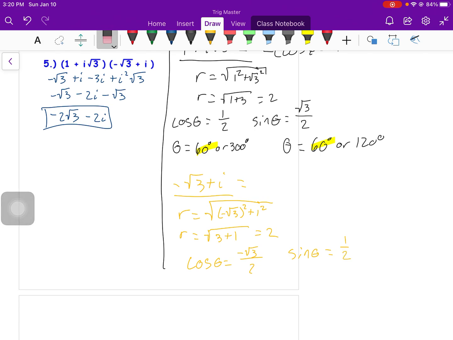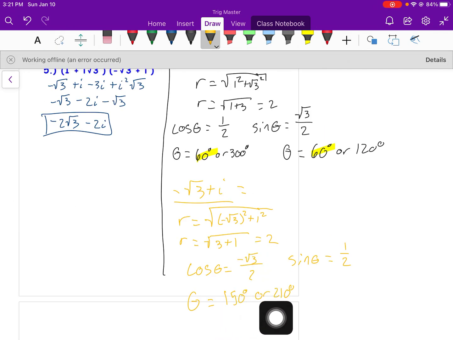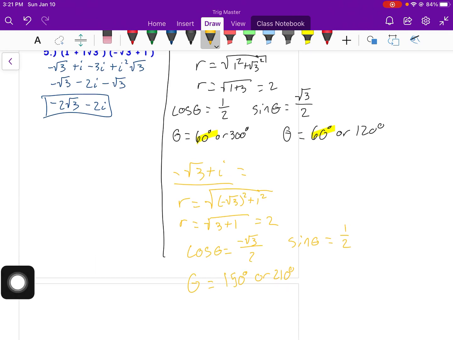So in this case, since cosine is negative, I know that it's in either quadrant 2 or 3. So in order for it to be in quadrant 2 or 3, it's got to either be 150 degrees or 210 degrees. Okay, because this is a 30-degree reference angle. 30 degrees short of 180, 30 degrees past 180. For sine of theta to equal 1/2, theta has to equal 30 degrees or 150 degrees. 150 is the angle, so I have 2 times cosine of 150 plus i sine of 150.